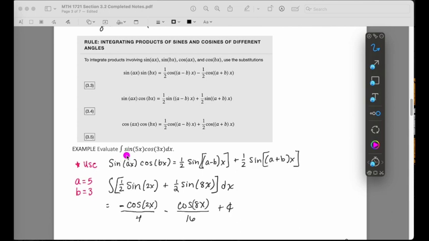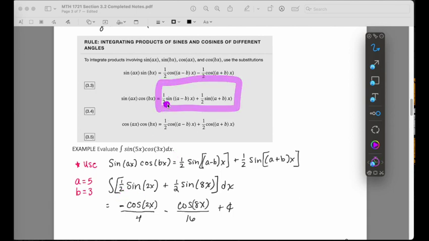So in this example here, we have sine of 5x, cosine of 3x. So we're looking for a product of sine and cosine. So here's sine and sine, here's cosine and cosine. Here's sine with cosine, it's the second one. So we're going to use this as a substitution. Now our A in this case is 5 and our B in this case is 3. So I labeled it here so it's clear and easy to read. So we're going to use this substitution right here. So I'm going to substitute sine 5x cosine 3x with this right here.